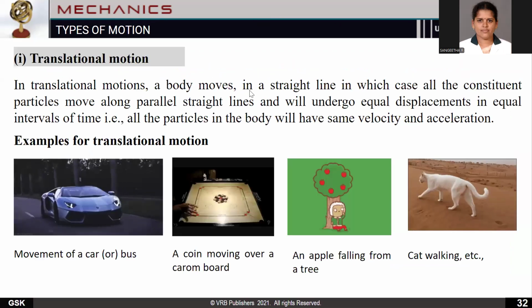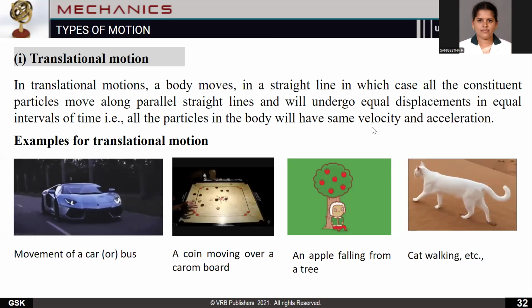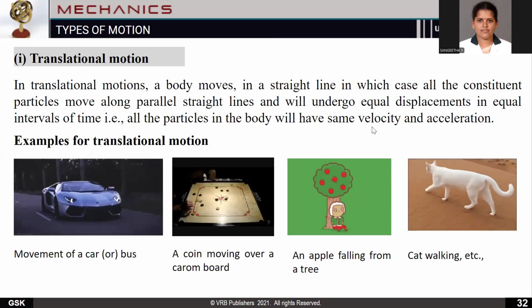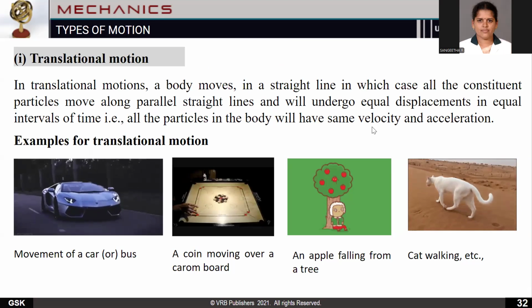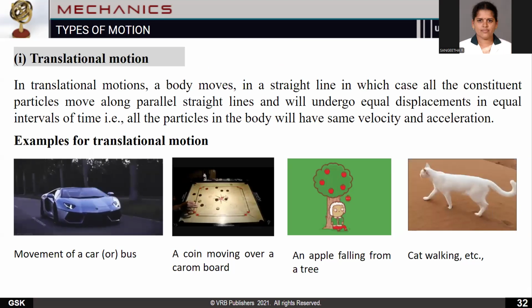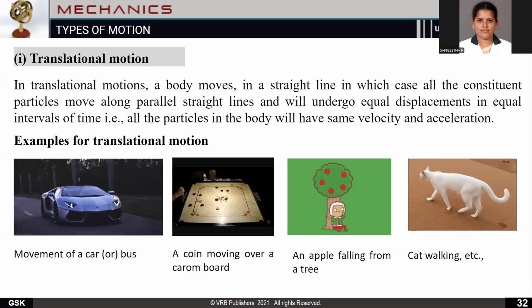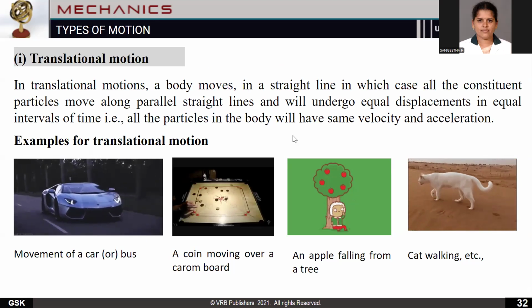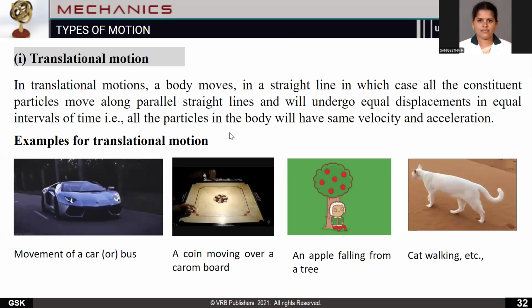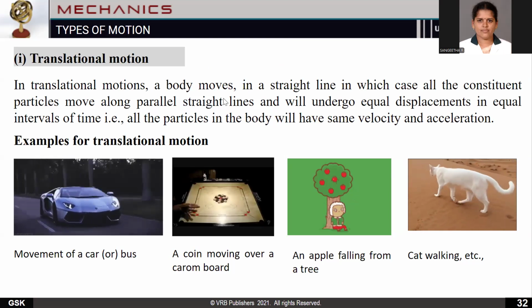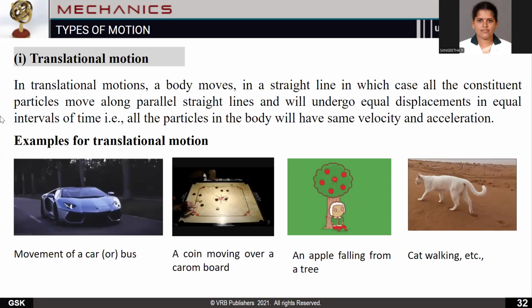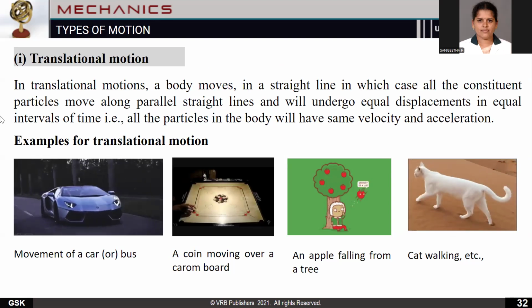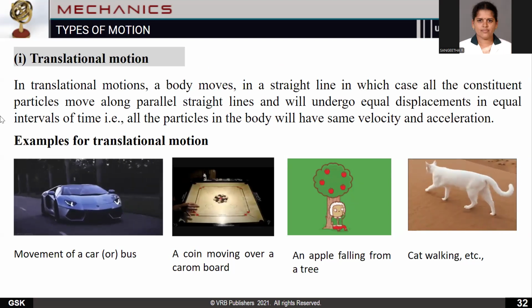In translational motion, the body moves in a straight line, in which case all the particles in the body move along a straight line and have equal displacement in an equal interval of time. So we can say that all the particles in the body will have the same velocity and acceleration. For example, the movement of a car or a bus. The persons inside a bus also move with the same velocity and acceleration.